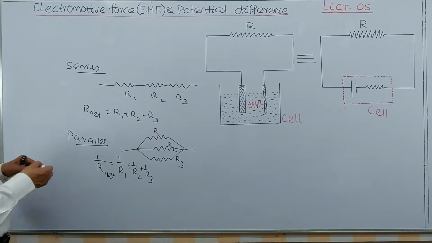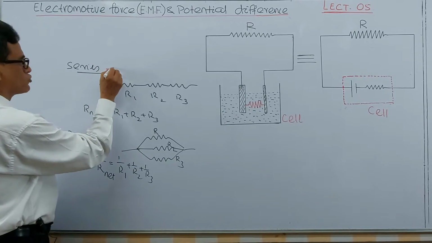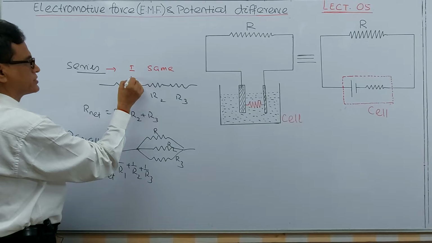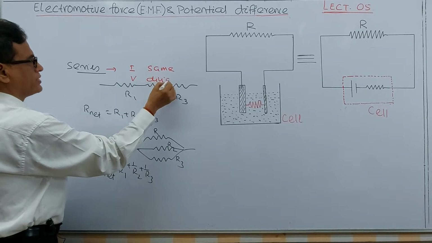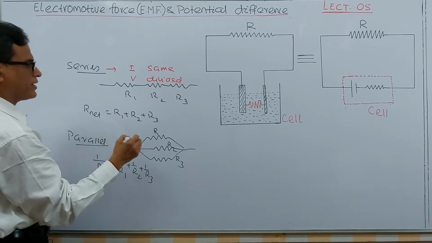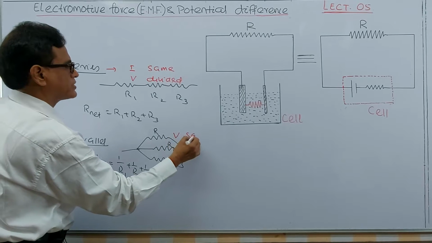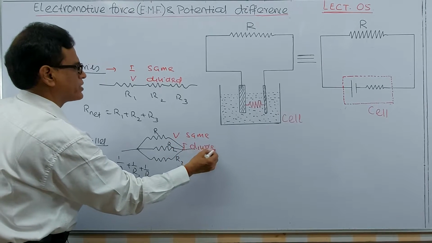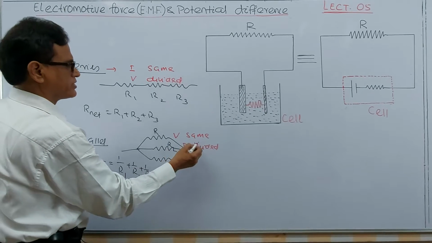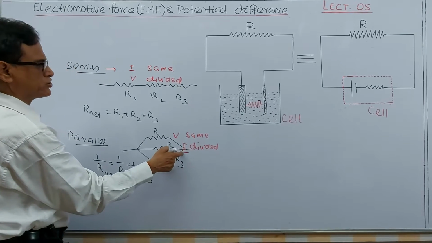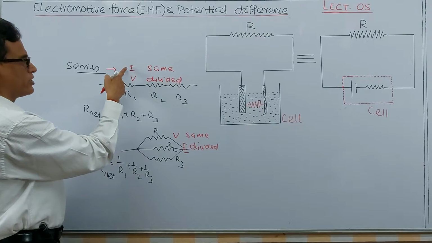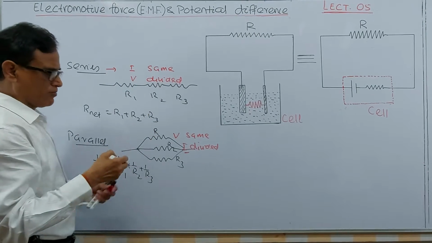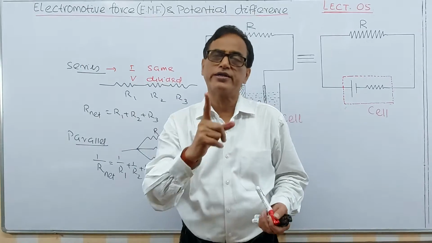Now in series combinations, this also you should remember: in series combination, current remains the same, voltage is divided, but in parallel combination, voltage remains the same, current is divided. Same thing we have in case of current. In capacitors we have taken the charge. Here current remains the same in series, voltage is divided. In parallel, voltage remains the same and current is divided.